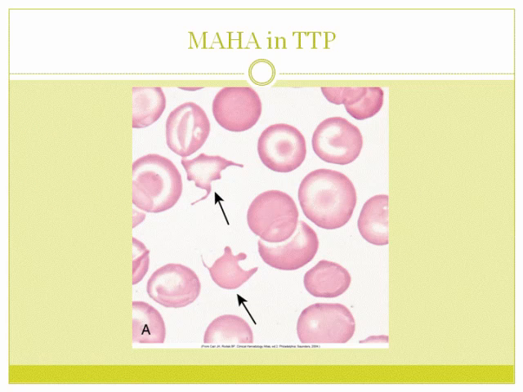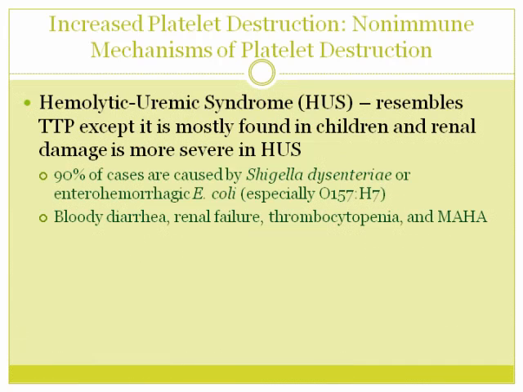So looking at a picture here, here's a picture of TTP, the MAHA. You're going to see, here you can see some target cells. The arrows are pointing to some schistocytes because of the hemolytic process, the shredding of the cells. Keratocytes or helmet cells are also another common finding.